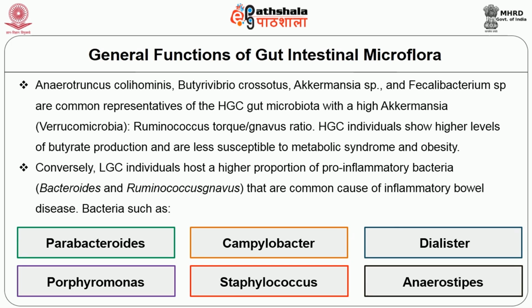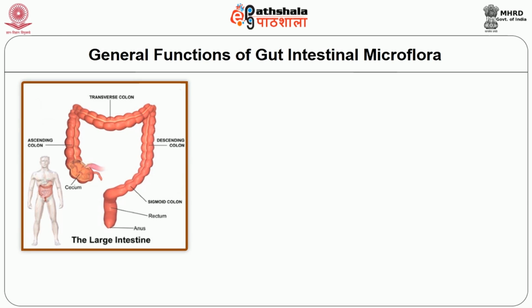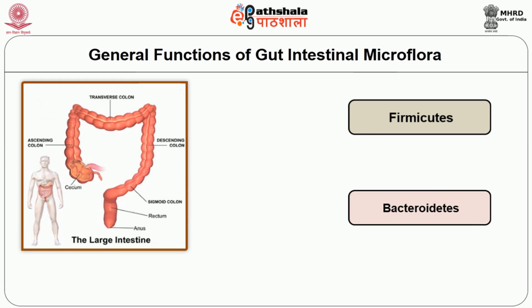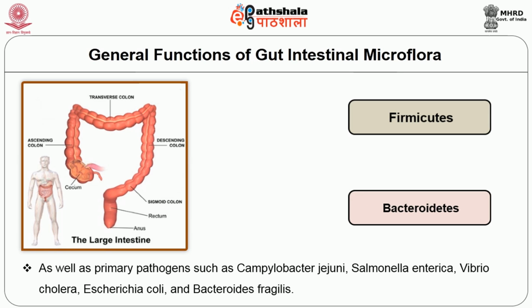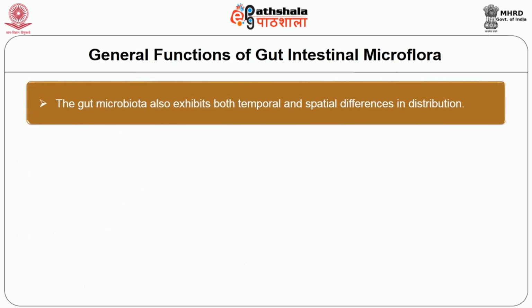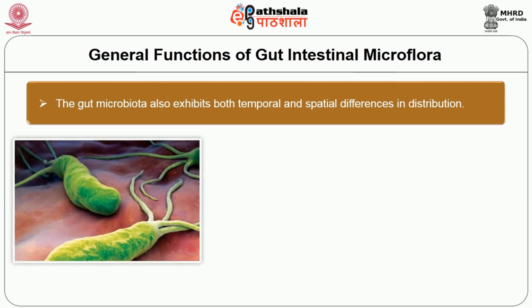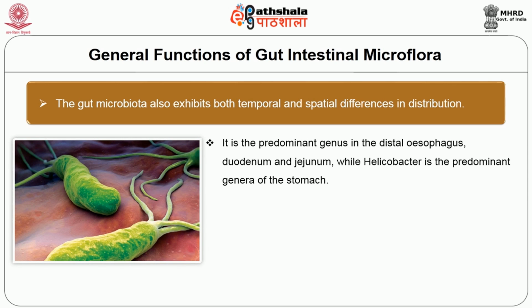count individuals. The predominant phyla that inhabit the large intestine, which harbors more than 70% of all microbes, are Firmicutes and Bacteroidetes, as well as primary pathogens such as Campylobacter jejuni, Salmonella enterica, Vibrio cholerae, Escherichia coli and Bacteroides fragilis. The gut microbiota also exhibits both temporal and spatial differences in distribution. Streptococcus is the predominant genus in the distal esophagus, duodenum and jejunum, while Helicobacter is the predominant genus of the stomach. You could see the difference between what sort of bacteria will be in the stomach, and what sort of bacteria will be in the jejunum or duodenum.